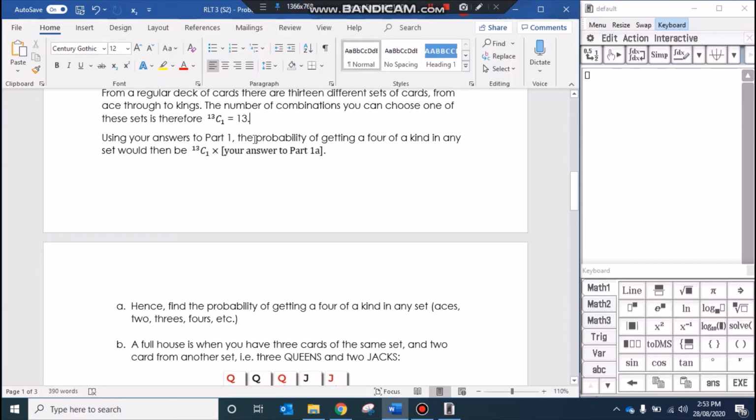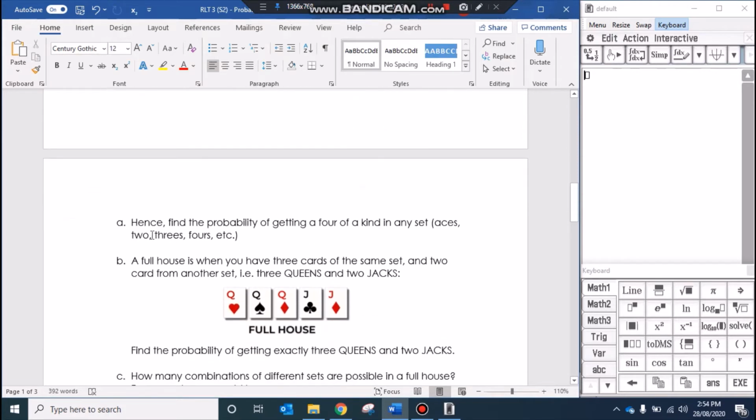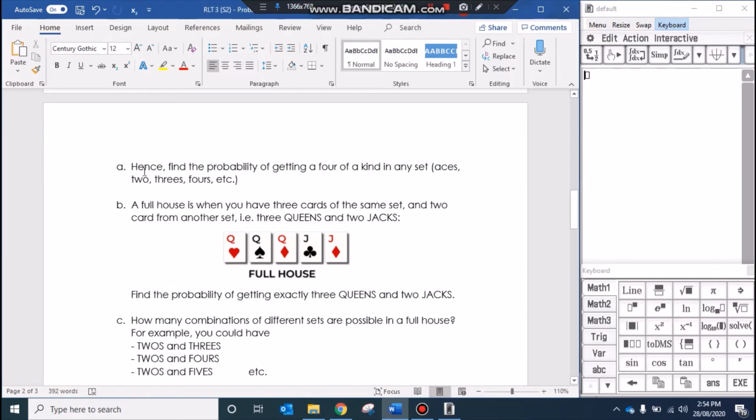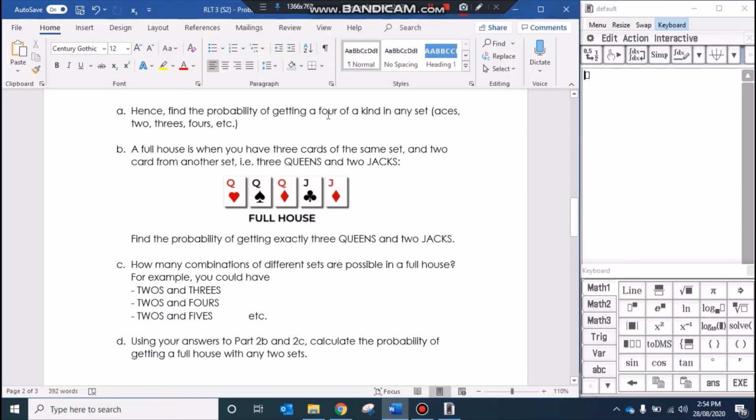Using your answers to part 1, that's a mistake, sorry. Be the number of combinations, that's probably better. The number of combinations of getting a 4 of any kind of set would then be 13C1 multiplied by our answer to part 1. So using that information, we want to find the probability of getting a 4 of a kind in any set, so from aces, 2s, 3s, 4s, etc.